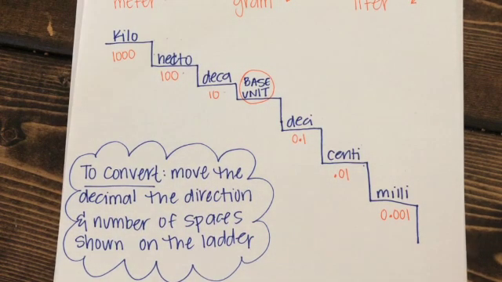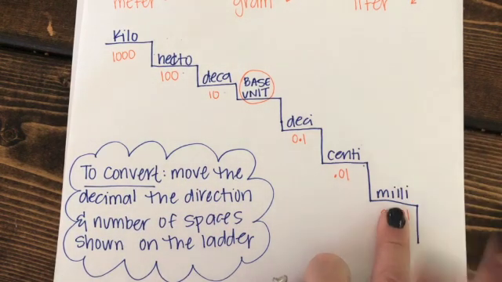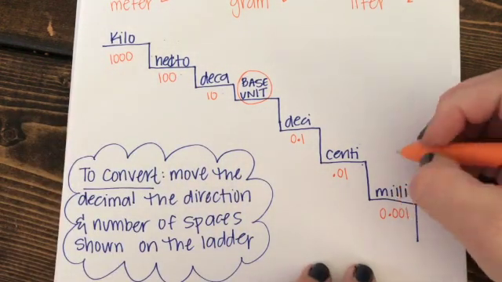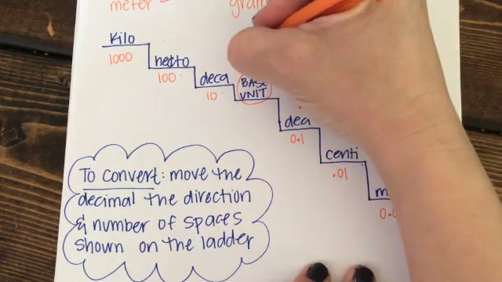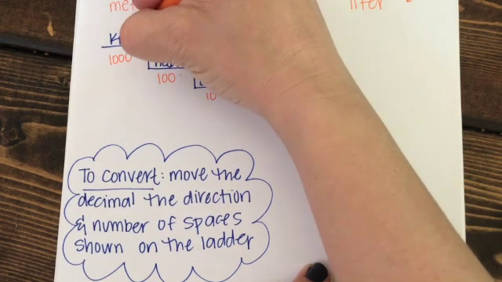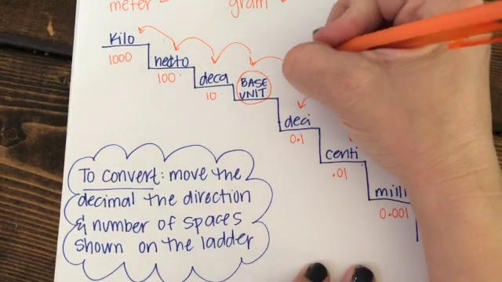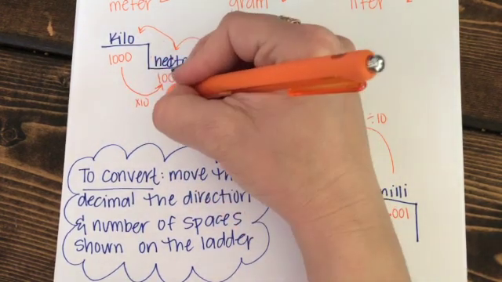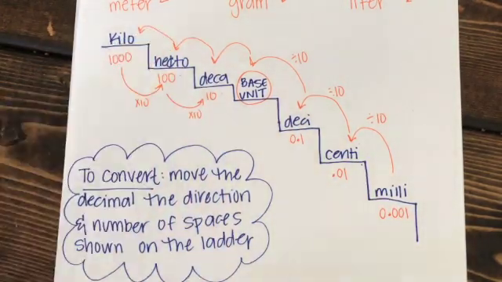If you are starting from milli at the bottom of the ladder and going up, you're dividing. Going up, any way up here, that's dividing by 10. If you're starting at the top of your ladder and moving down, you're multiplying by 10. So going down, you're multiplying; going up, you're dividing. The easiest way is just for me to show you.